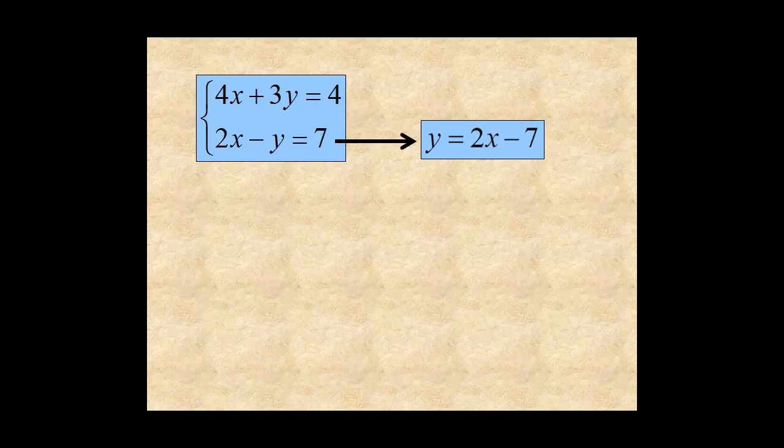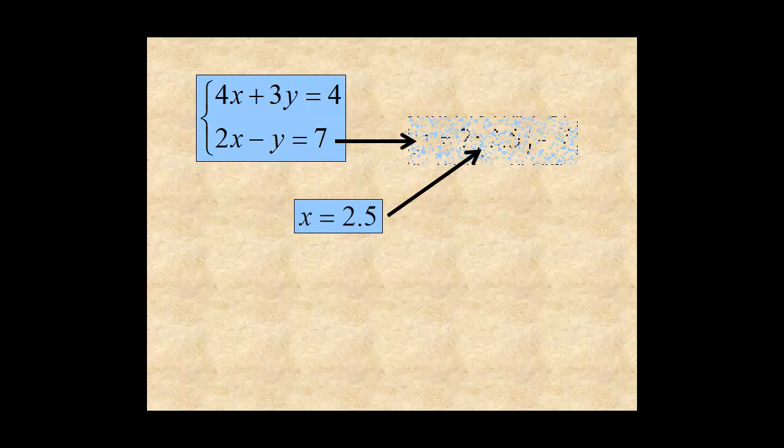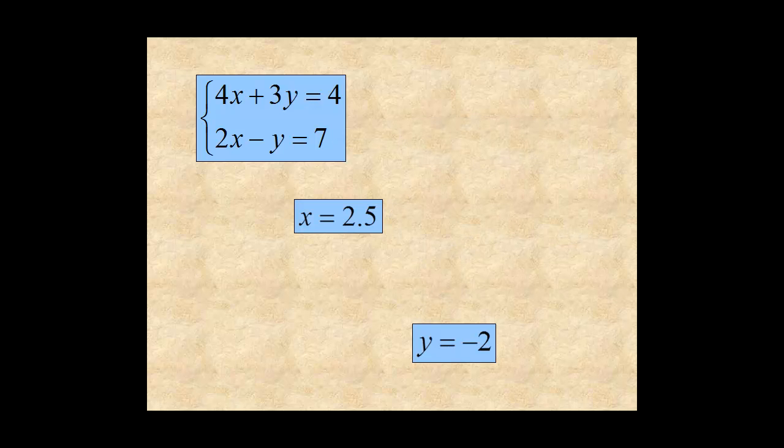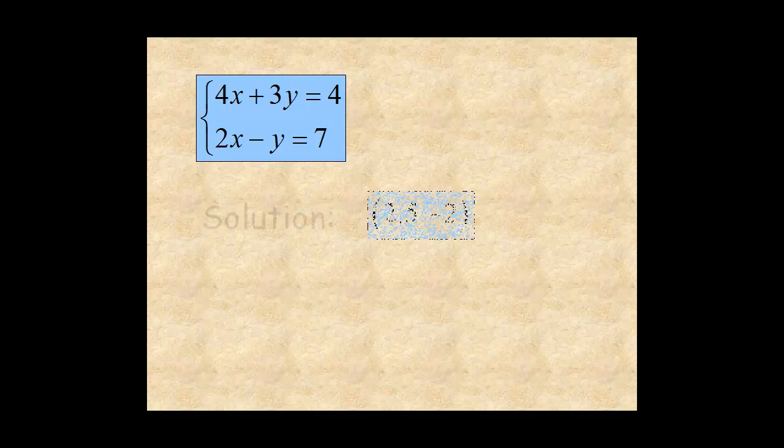So now the system has been solved for one of the variables. Substitute x equals 2.5 into the first equation. Then simplify the expression to solve for y equals -2. Now that you have solved for both variables, you have a solution to the system.